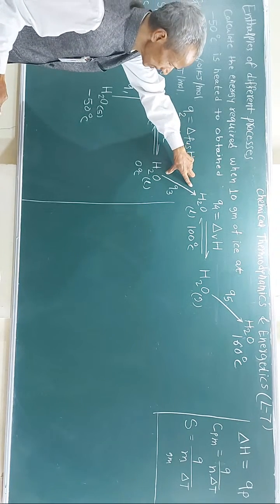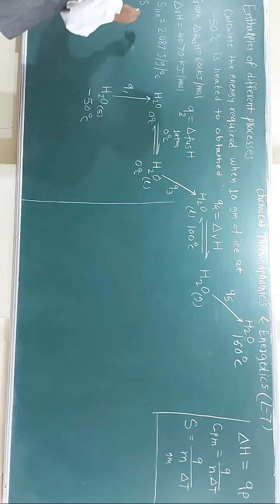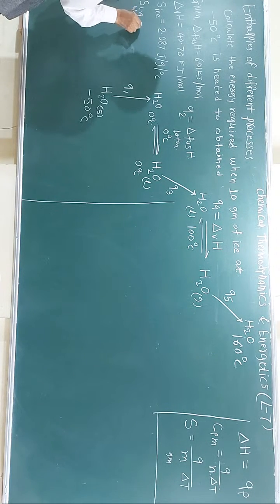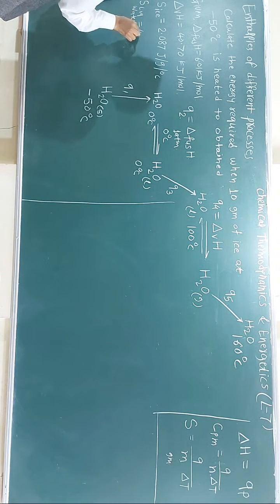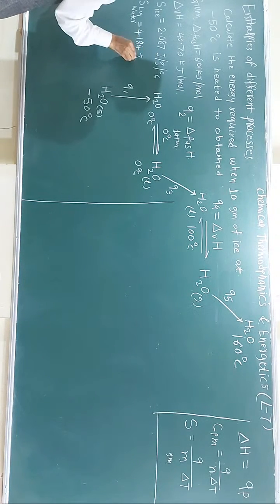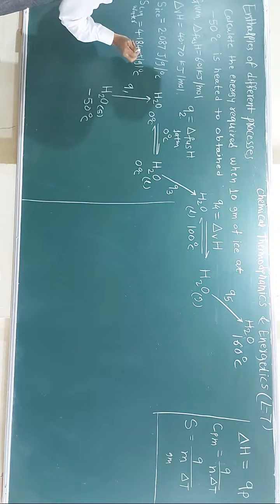So here it is the liquid water. So here for the liquid water, the specific heat given is 4.184 joules per gram per degree Celsius.